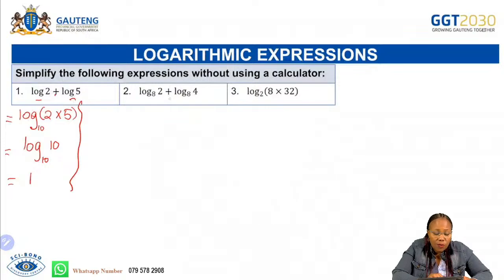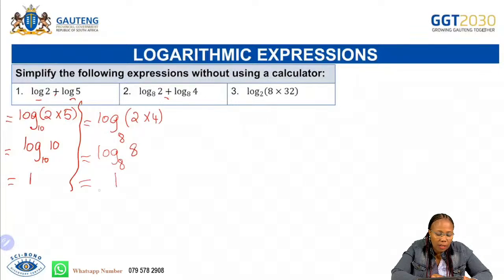And then the second one, we are still adding now. We are having log base 8 there. Because of addition, therefore, we'll be applying multiplication. Our base is 8. It will be 2 times 4 there. And then single log of base 8 will be 2 times 4, which is 8. Log 8 base 8 is equal to 1.